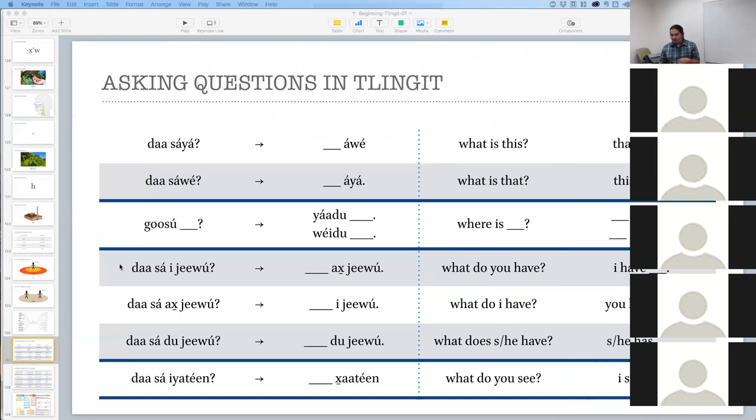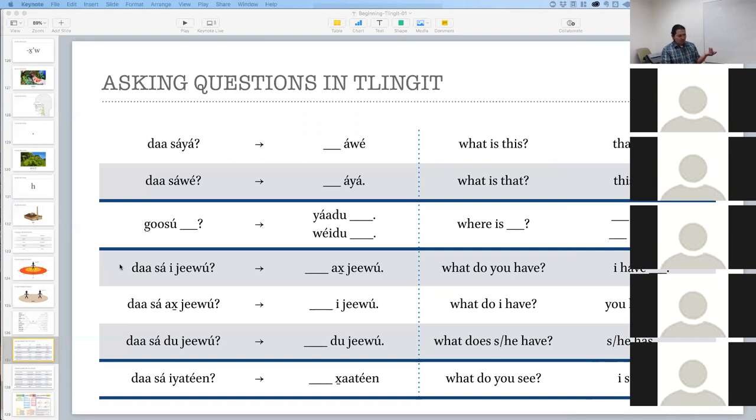So when we ask this question, what do you have? Everybody say, dasa ijiwu. Dasa ijiwu. Dasa ijiwu.